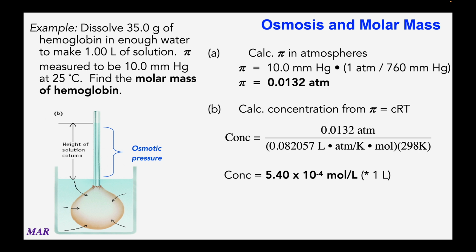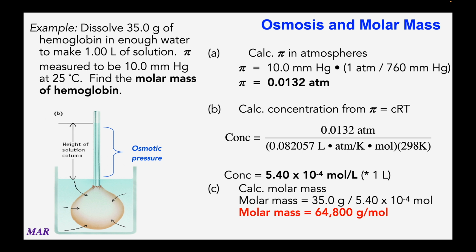Well, we have a liter of solution, so that means we have 5.40 times 10 to the minus 4 moles of solute. And 35 grams, the grams of solute, divided by the moles of solute we just calculated, comes up with the amazingly huge 64,800 grams per mole. And these biomolecules a lot of times have molar masses that are just incredibly large, like this one. Very normal for this type of field.